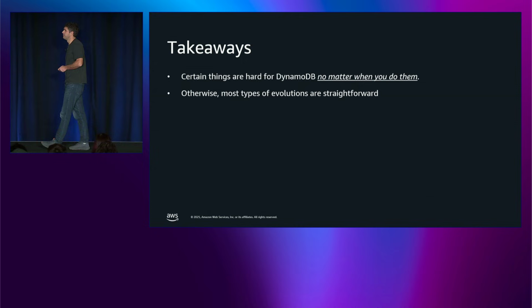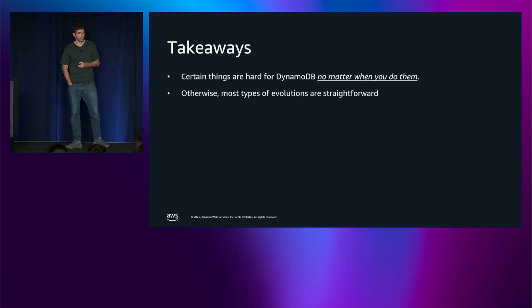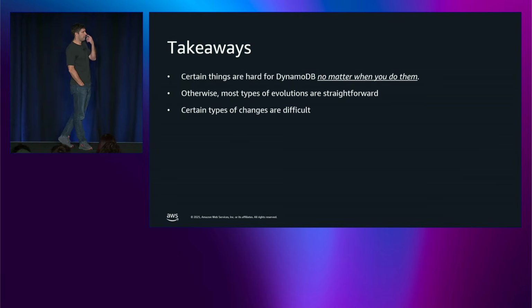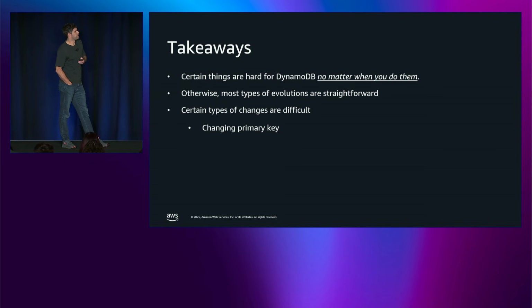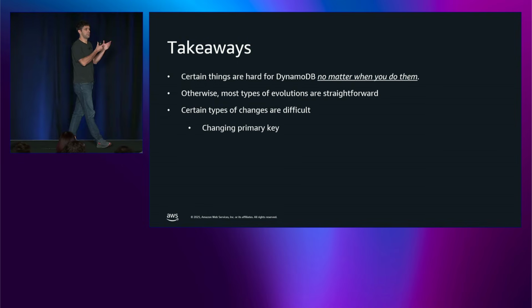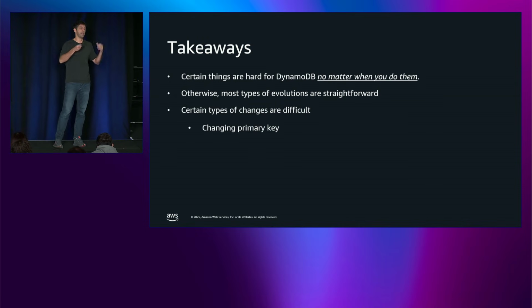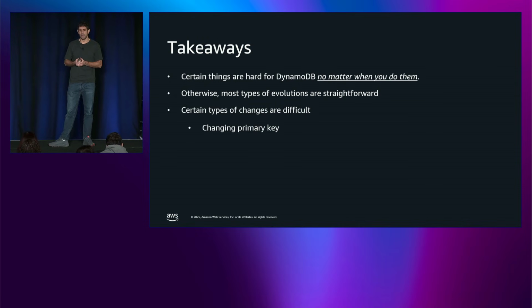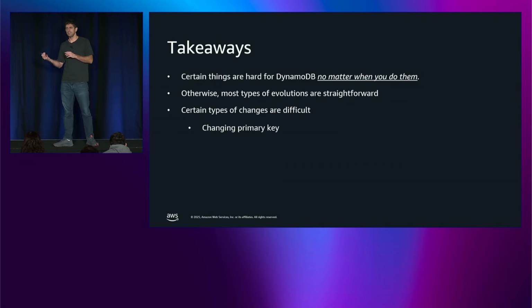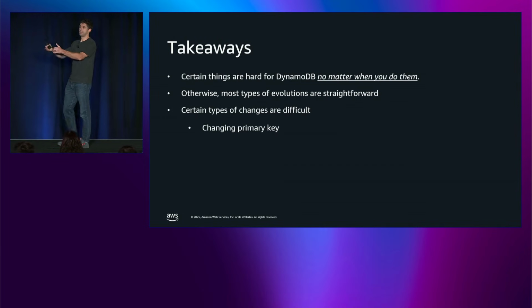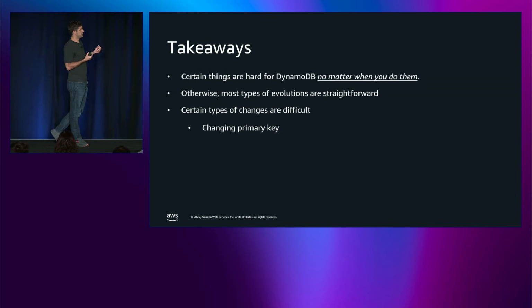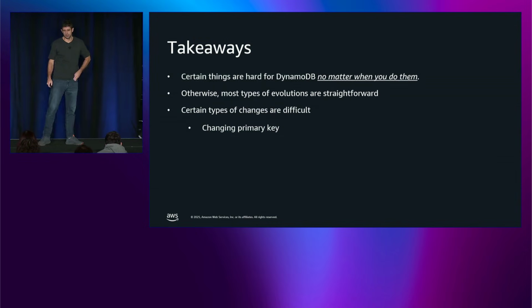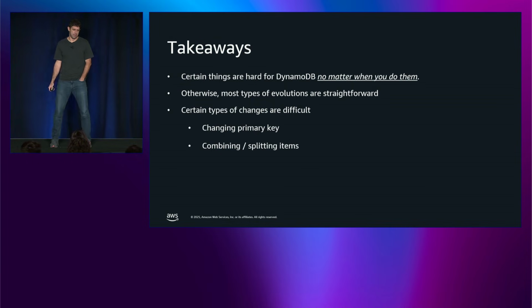Otherwise, I think most types of evolutions are pretty straightforward and fit into one of those three buckets. There are certain types we didn't cover that are difficult, right? If you need to change your primary key, that is actually a hard one. Now you need to create a new table, you need to migrate, you need to dual write for a while and handle that sort of thing. I would say changing the primary key is pretty rare, because the primary key is the canonical way I'm going to identify my record and operate on it. Usually you don't see that changing a ton. It happens, but it's not super common.